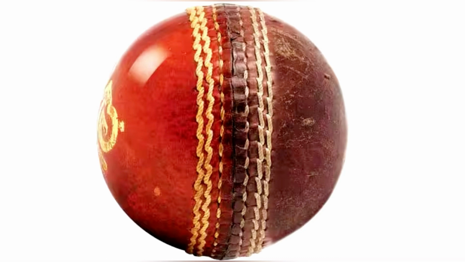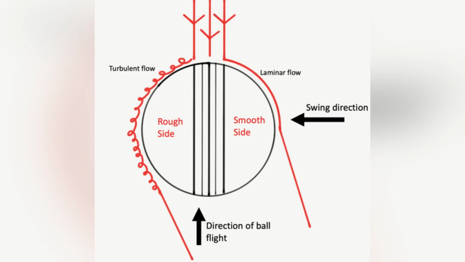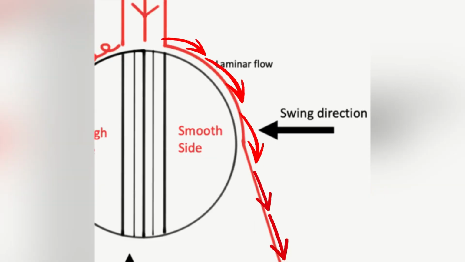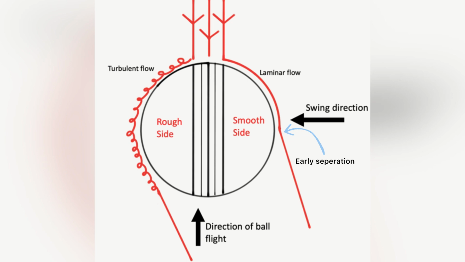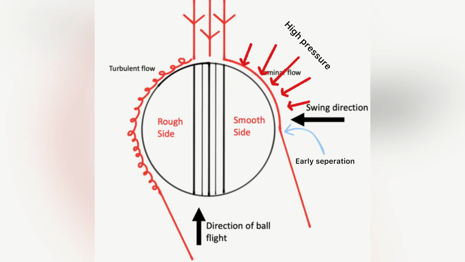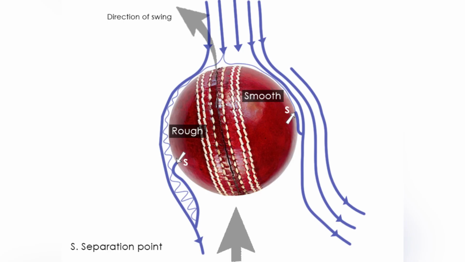The cricket ball has two distinct sides that allow for swing bowling to happen: a smooth or shiny side and a rough side. Let's start with the shiny side. When the ball is in motion, the air flows smoothly around it. We call this laminar flow, where different layers of air don't interact and disturb each other. As a result, the air separates early from the ball, creating a region of relatively high pressure around the shiny side of the ball. Now, let's switch to the rough side.